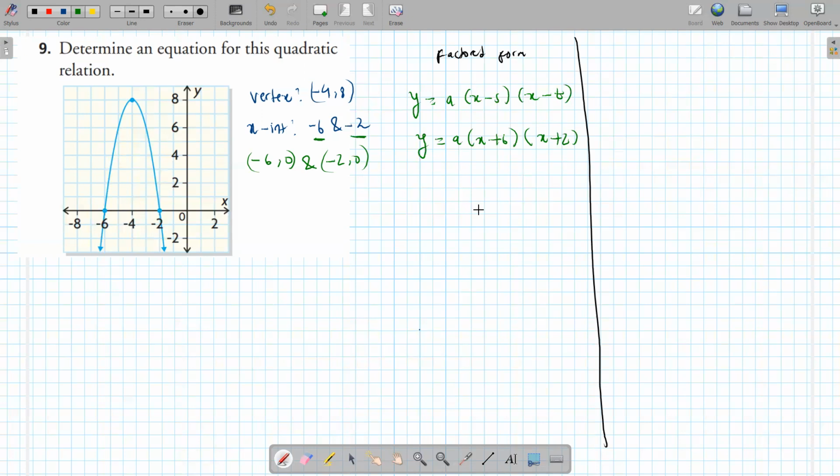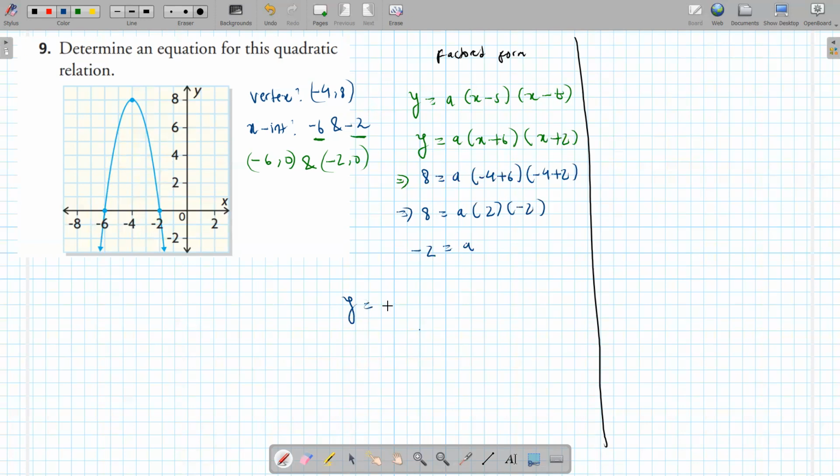How do you find the a value? We need to plug in another point that we haven't used. We've already used the x-intercepts. Is there anything else we can use? The vertex, right? So we are going to use that point. 8 is your y value. A is what we're trying to solve for. -4 is the x value. So -4 plus 6, -4 plus 2. So this becomes 8 equals a times 2 times -2. So 8 over -4 gives a is -2.